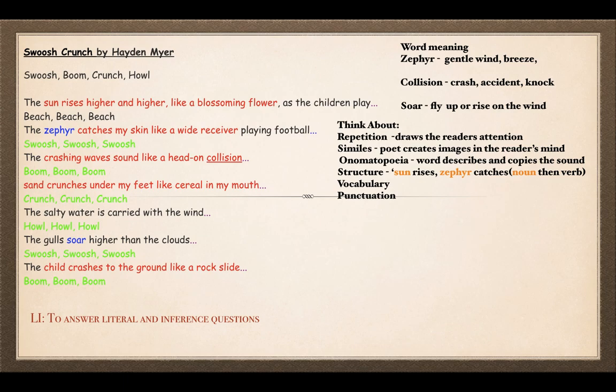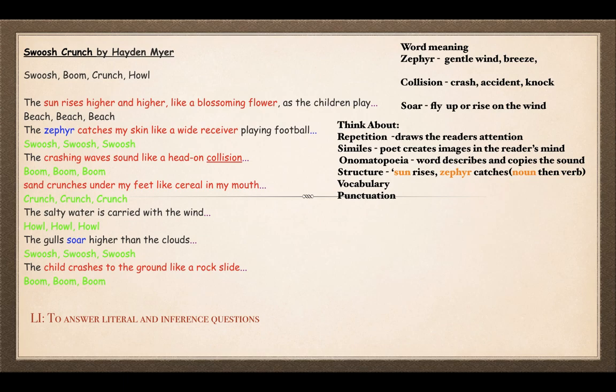So the zephyr is not only a gentle breeze, but it tends to be a warm breeze. So they rise up on these warm breezes or wind, and they climb very, very high up into the sky. So that's what soar means, to fly up or rise on the wind.